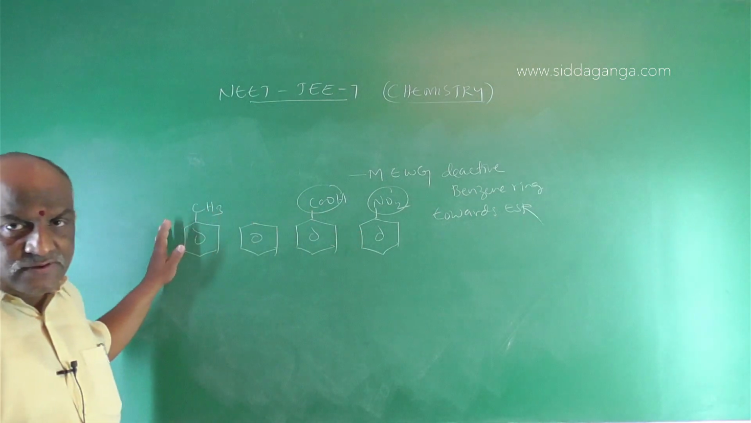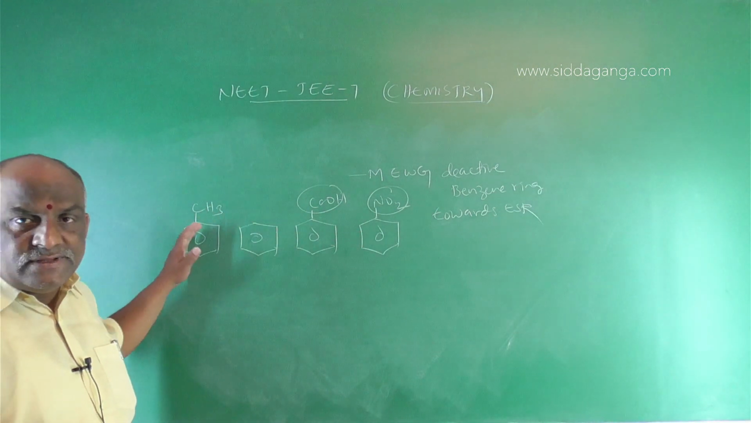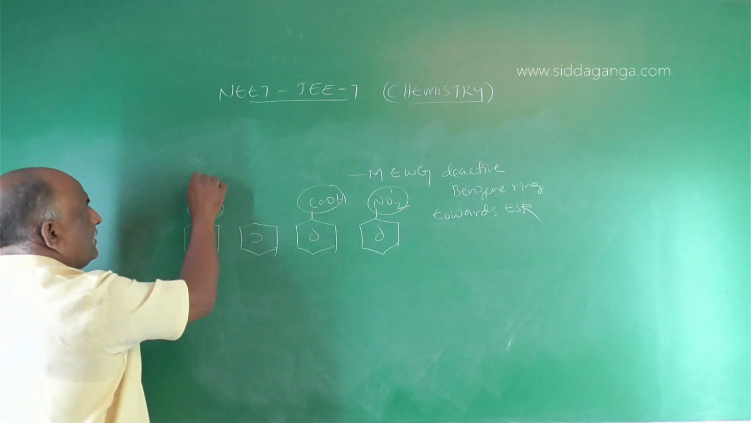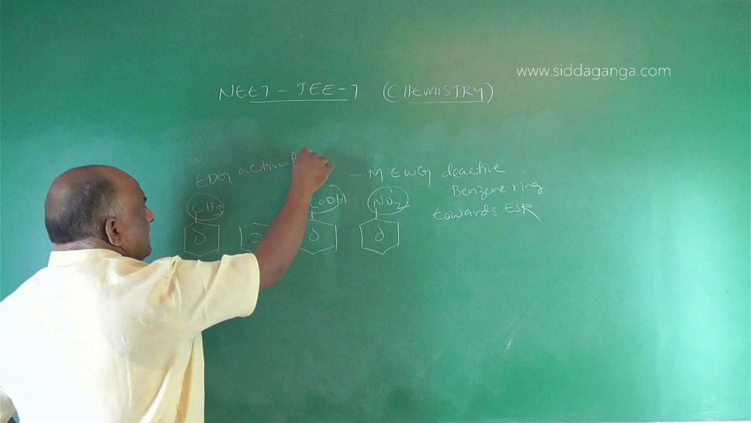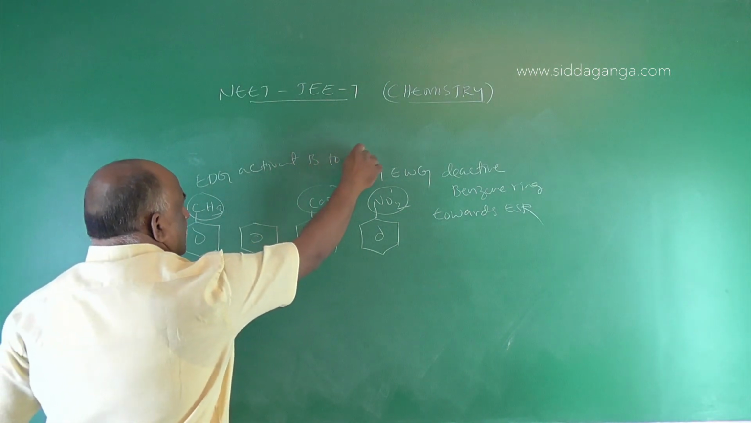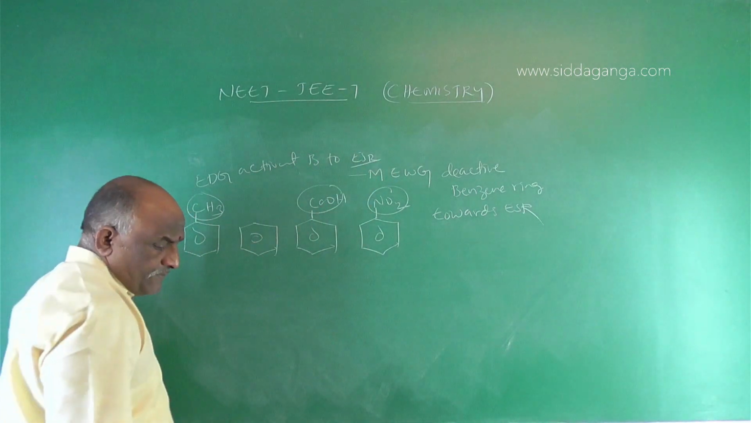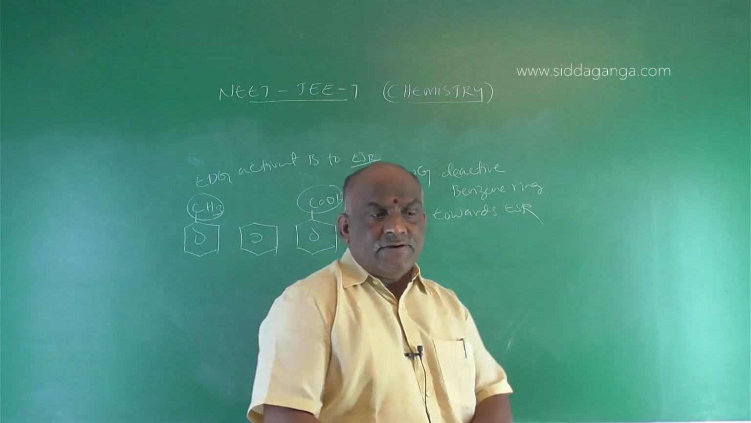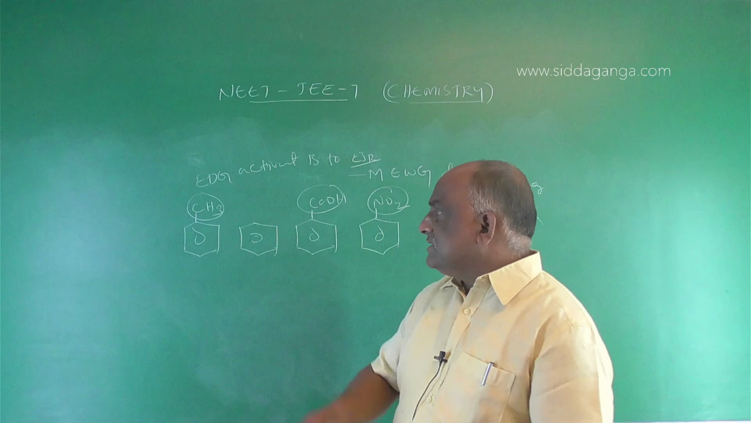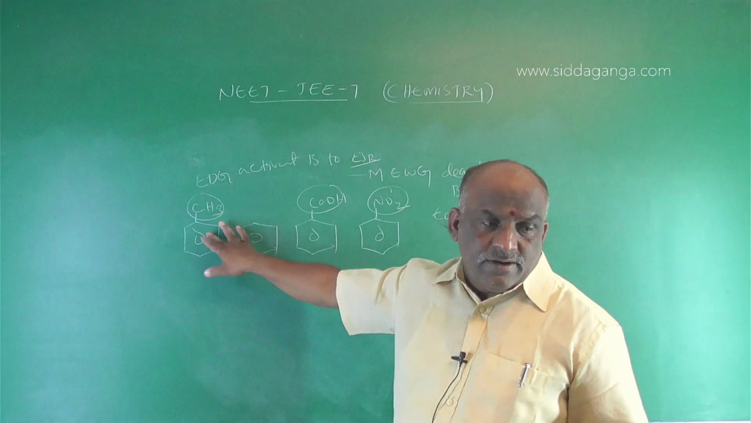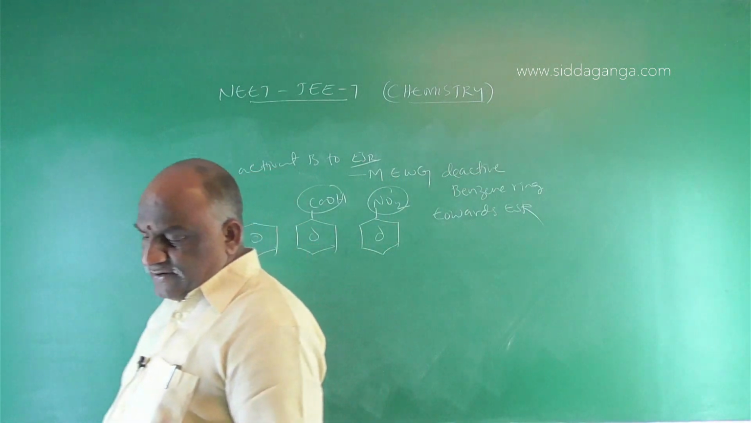Next, coming to this one. One is benzene, second one has a methyl group. Methyl group is an electron donating group. Electron donating groups activate benzene towards electrophilic substitution reactions. So the right answer is this one, toluene. Toluene is the right answer for this question.